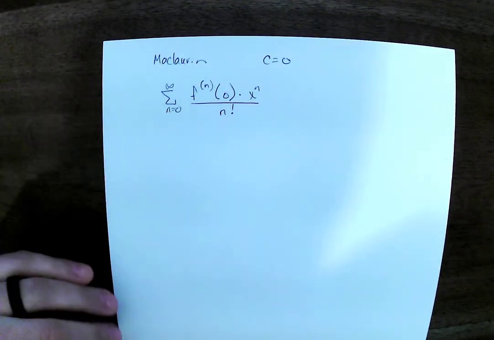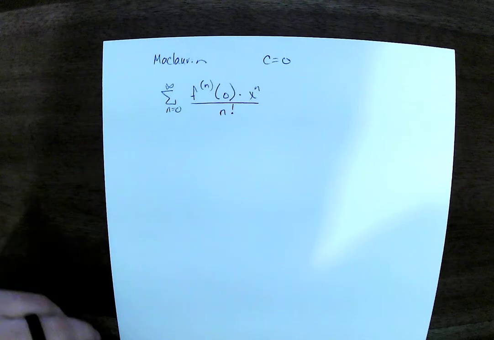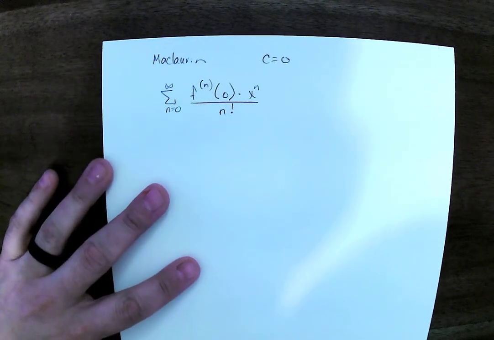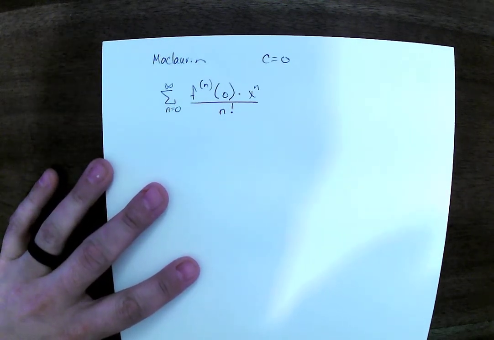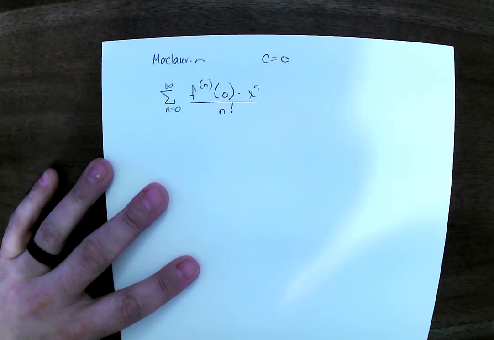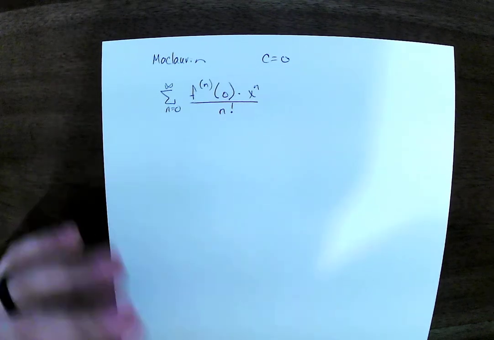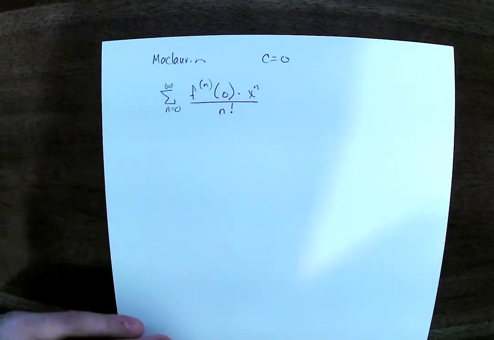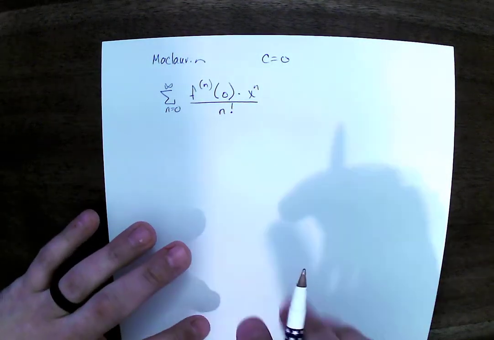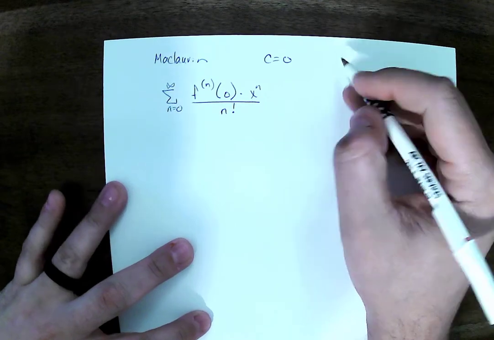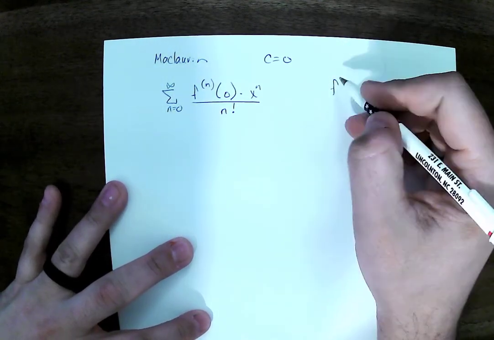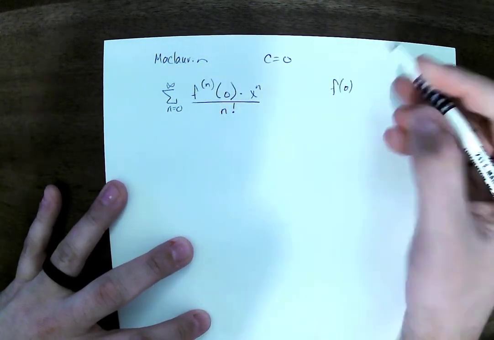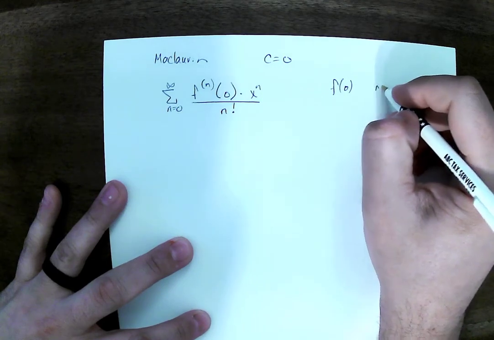And just to recap what we're looking for in this, the c equals 0. So we are only looking for the sum of all of the nth derivatives of 0 times x to the nth power divided by n factorial. Now, what does that mean specifically? That means that we're looking for f of 0, that's when n equals 0.